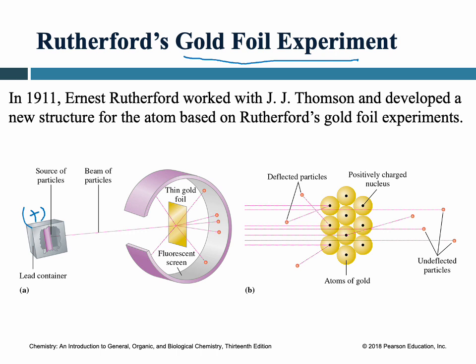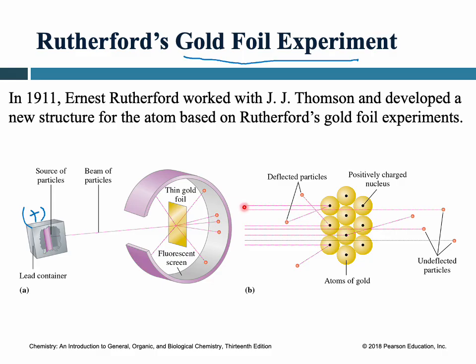When he did this experiment, he noticed that a lot of the particles that he shined on this gold foil went straight through. Some of them got deflected at an angle, whereas some of them got deflected at a different angle. Based on this, he thought of Thomson's model, and he proposed that actually Thomson's model probably is not true. He mentioned that because a lot of his particles went straight through the gold foil, most of the space around the atom is empty.